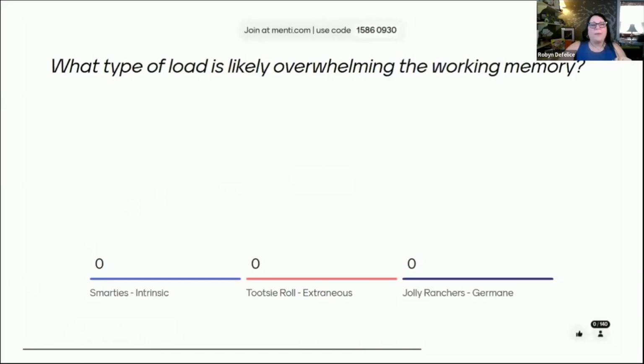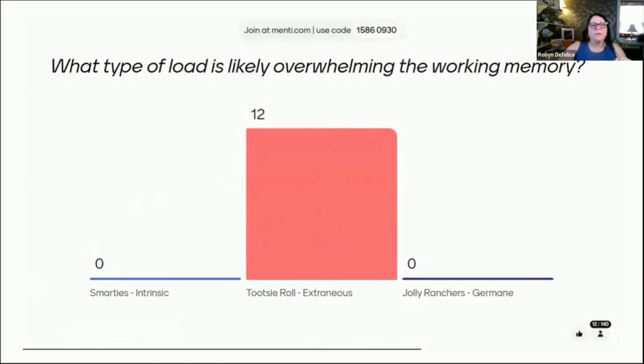And again, if I need to go back to that slide to let you go. Okay. Lots of right up the middle. And everybody else that's in the other two buckets are like, can I switch my answer? So everybody's seeing it as extraneous load. Perfect. That's what I wanted for you.